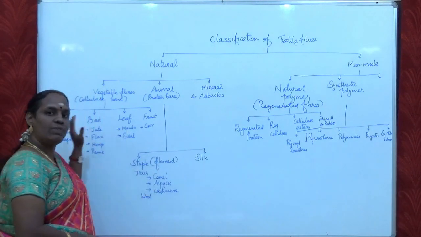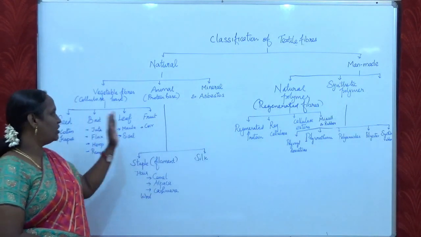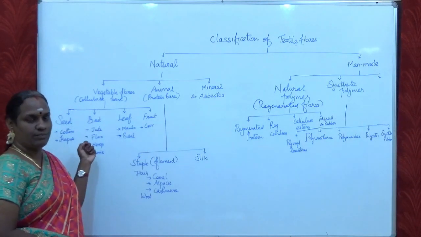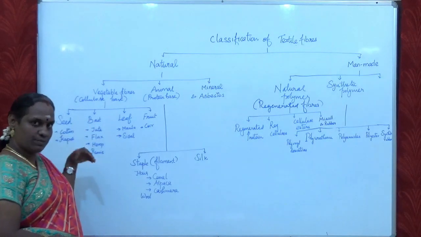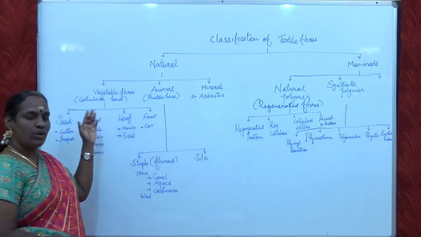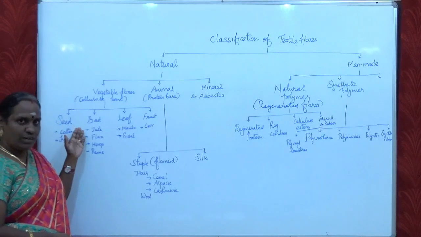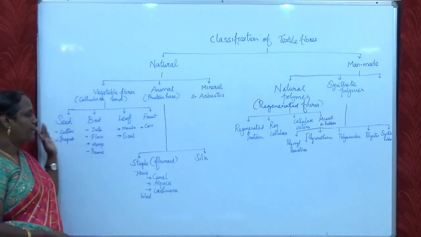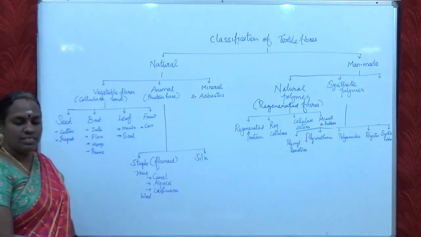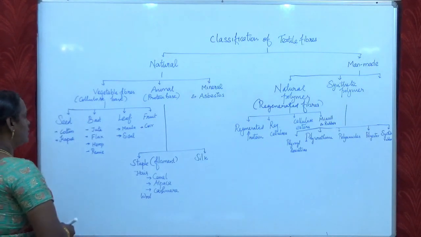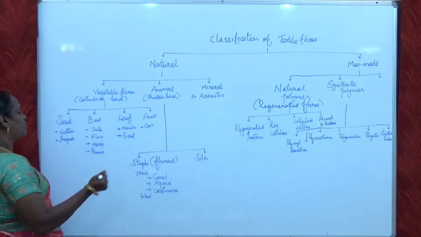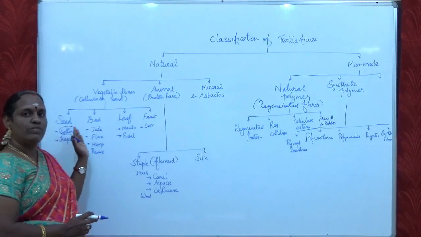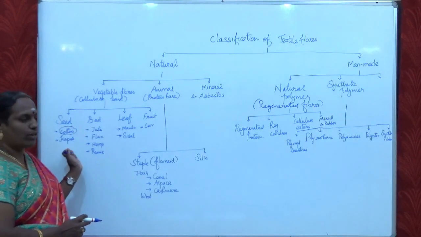Based on that, the vegetable fibers are again classified into four types, that is, by which part they are extracted from. Based on that, the fibers are classified into seed fiber, bast fiber, leaf fiber and fruit fiber. In the case of seed fiber, we have already seen cotton, which is the king of fibers. This is one of the seed fibers, and also kapok.